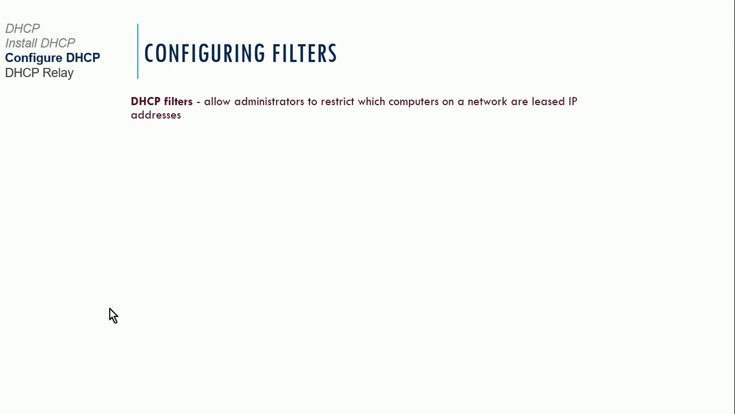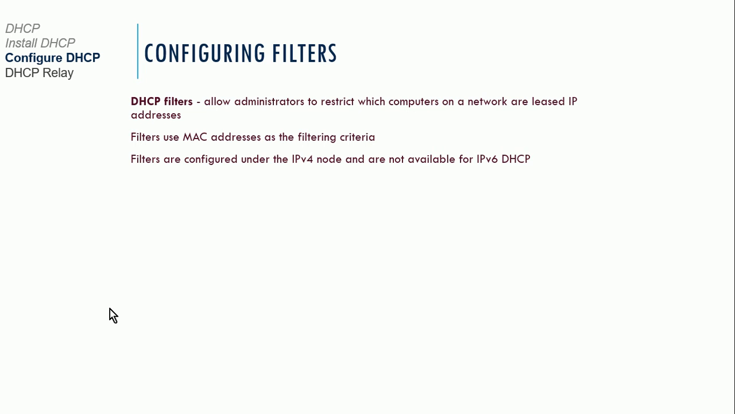We can also use filters. DHCP filters allow administrators to restrict which computers in the network are leased IP addresses. You can set this up using MAC addresses by creating a filter. If you have an unknown MAC address, or a MAC address that you don't want to get DHCP, you can add it to the filters. For example, if you have a machine that you want to make sure uses the static IP address that you set, you could filter it so that if it does send a DHCP request, it doesn't get a response, which forces you to set a static IP address.